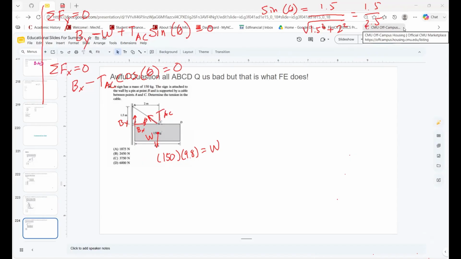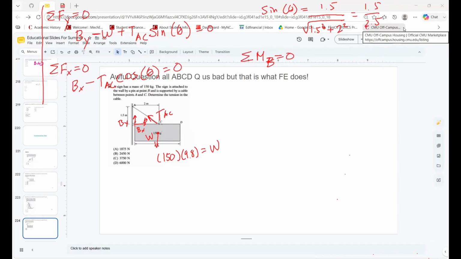So now what information do we know? We don't know B. We have too many unknowns. We have TAC, we have By, and we have Bx. There's nothing we can solve with this. So with that said, we need a summation of all moments in the z direction equals 0. Which point would be the best? I think it is the moment about B, so we'll choose B over here.